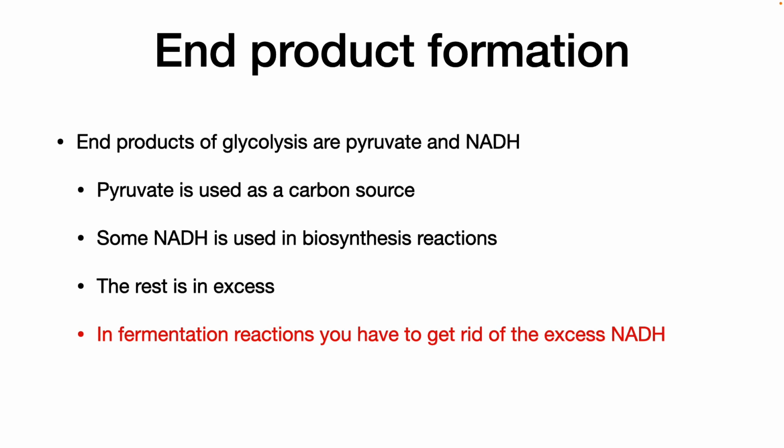End product formation. The end products of glycolysis are pyruvate and NADH. Pyruvate is used as a carbon source. Some NADH is used in biosynthetic reactions, but there is an excess of NADH. For organisms that grow by fermentation, meaning that they do not use an electron transport chain, they need to dump these electrons and regenerate NAD+, so that they can continue with the pathway. Several of the solutions the microorganisms have come up with are things humans enjoy, as you will see.